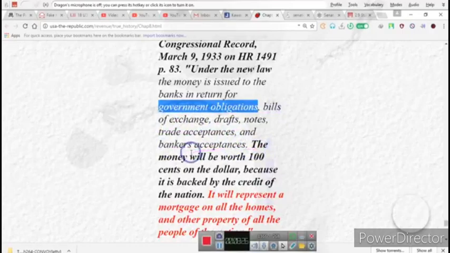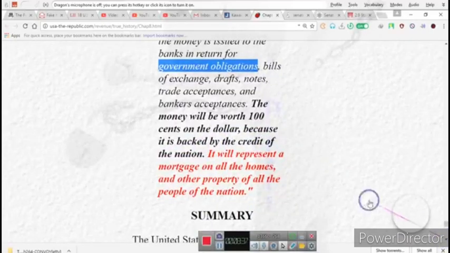The money, this new script, will be worth 100 cents on the dollar because it is backed by the credit of the nation, the full faith and credit. It will represent a mortgage on all of the homes and other property of the people of the nation.